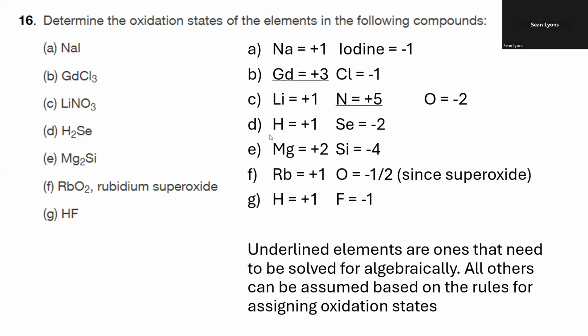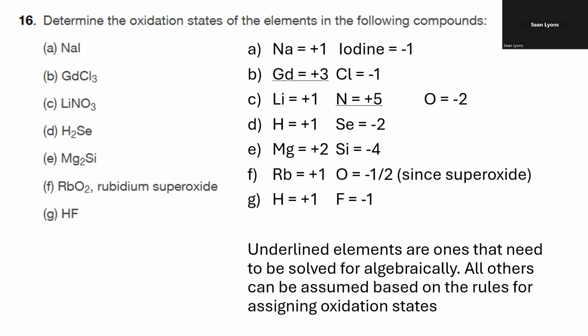Hydrogen selenide, so hydrogen with the nonmetal, always going to be +1. So if we've got 2 of those +1 hydrogens, we need the selenium to be -2. And that also makes sense based on the position of selenium in the periodic table. It's a group 16 chalcogen. The example in E, magnesium silicide.